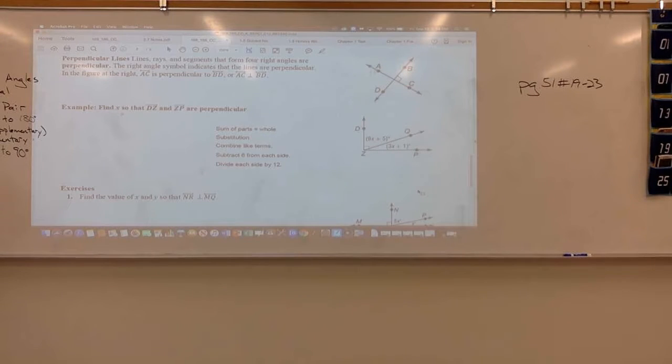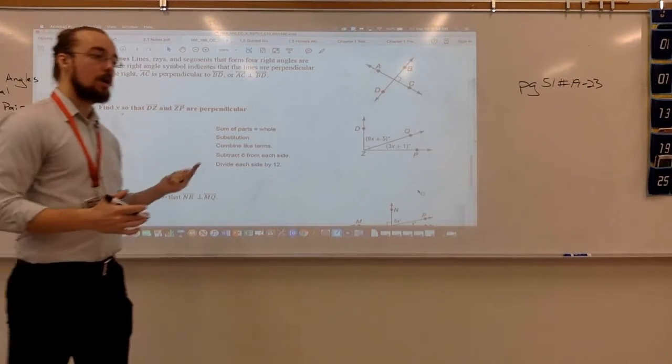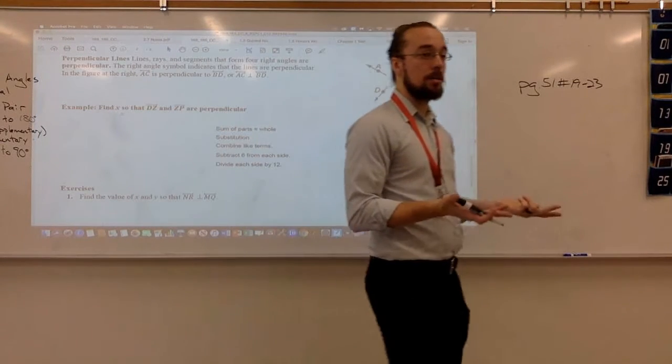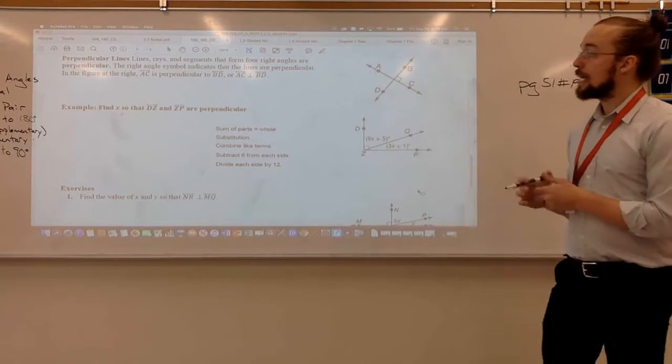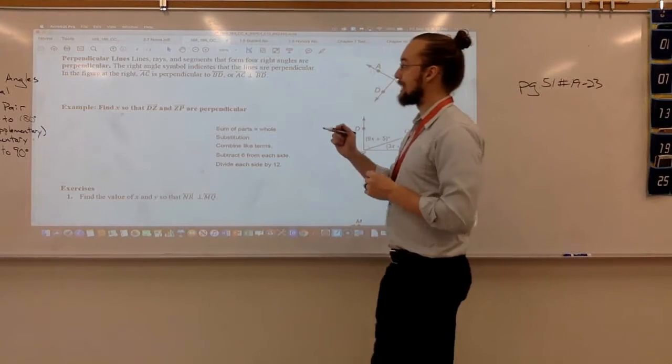So what we're going to look at today is figuring out from a diagram which of these three things to do. Do I set these equal? Do I add them together and set them equal to 180? Or do I add them together and set them equal to 90? So let's take a look at this side here.